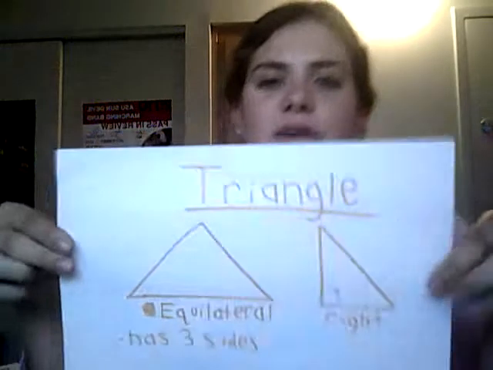Hello class, today we are going to learn about different types of shapes. First we're going to learn about a triangle, then a square, a rectangle, a diamond, a rhombus, a pentagon, and a hexagon. So first we'll start with a triangle.